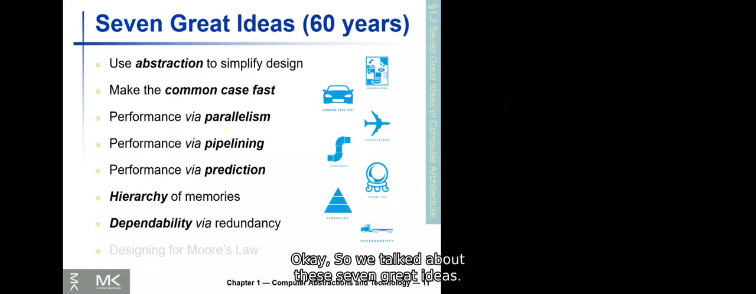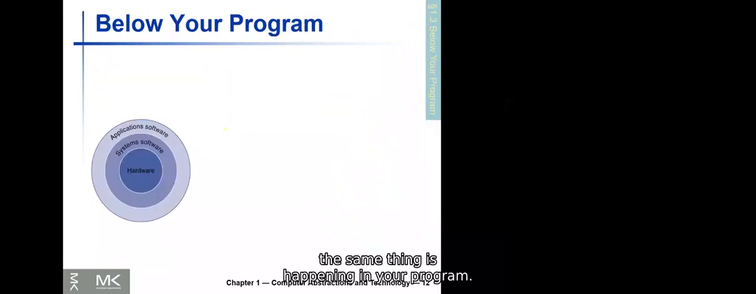Okay, so we talked about these seven great ideas. And the first one, which maybe is the basis of all of the ideas, is abstraction. It is keeping the details in the lower levels. And when we are coming to the upper levels, then we have some kind of big picture, not all the details. The same thing is happening in your program.